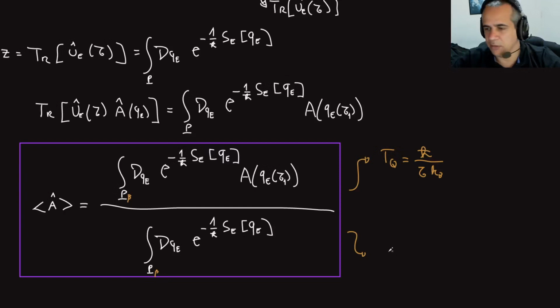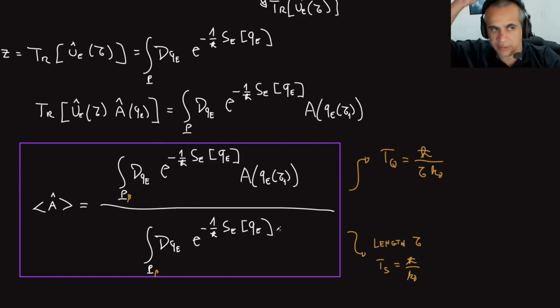Or I can think of a system of classical objects in a chain of length tau and temperature h bar, essentially. There's always the Boltzmann constant there. It's the same, it would lead to the same thermodynamics. Now, how can I use this, right?